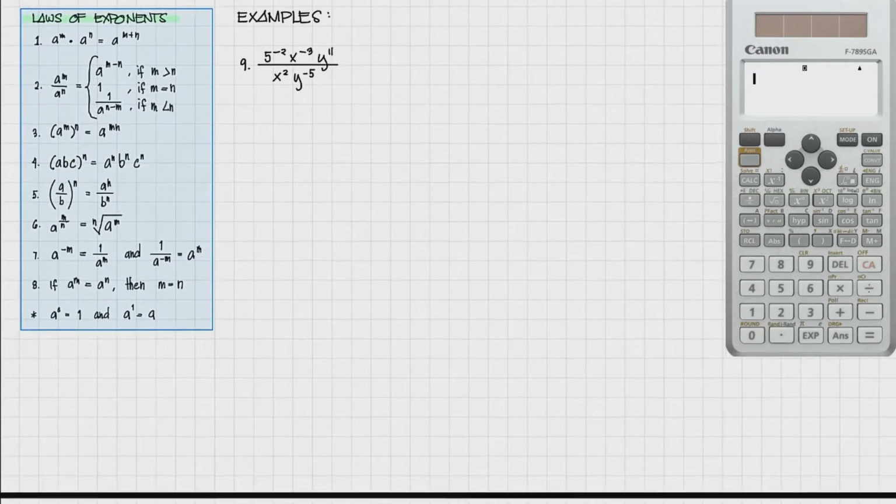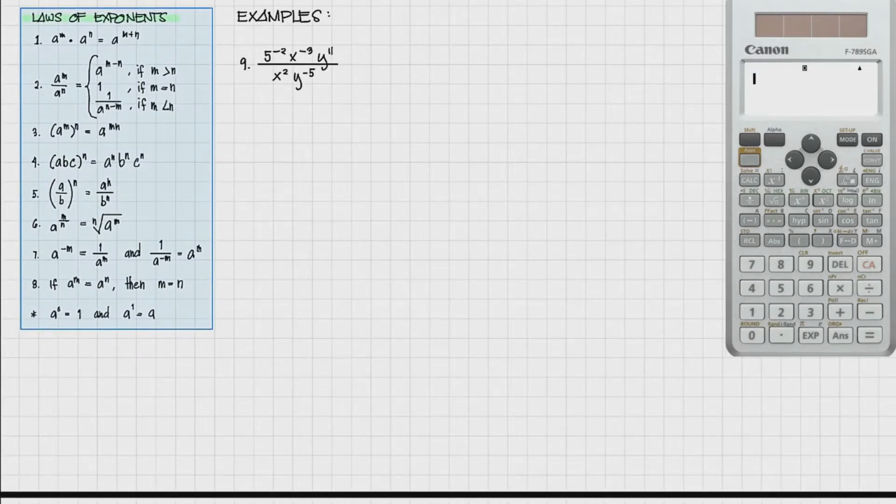So example number 9. So we have here 5 raised to negative 2 times x raised to negative 3 times y raised to 11 all over x raised to 2 times y raised to negative 5. So when you have a negative exponent such as this, 5 raised to negative 2, x raised to negative 3, and then y raised to negative 5, what you're going to apply is the law of exponent number 7, such as when you have a raised to negative m, it would be equal to 1 over a raised to m. And when you have 1 over a raised to negative m, it would be equal to a raised to m. So we're just going to apply that to our example here.